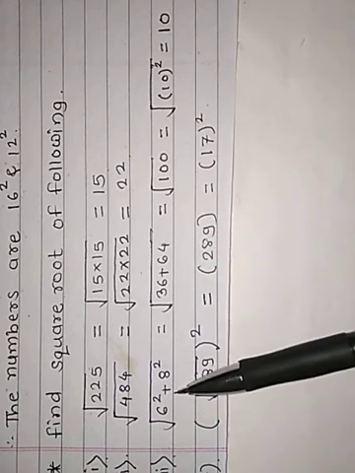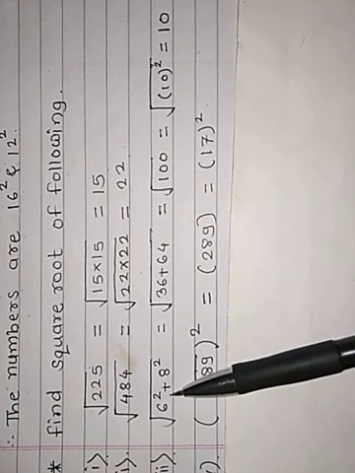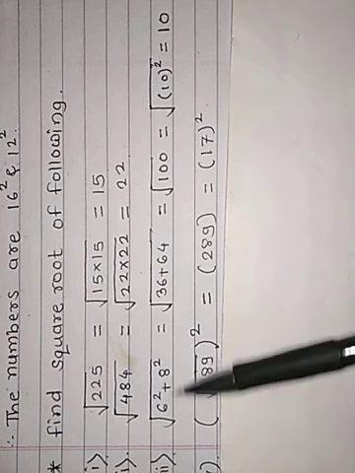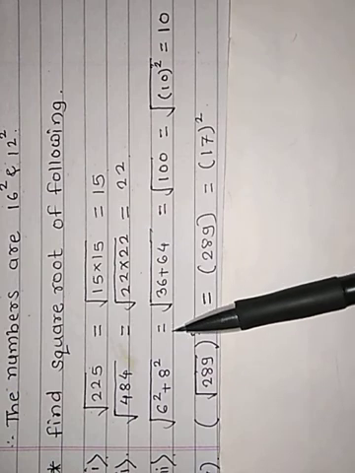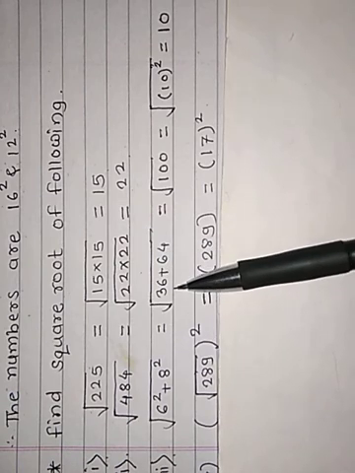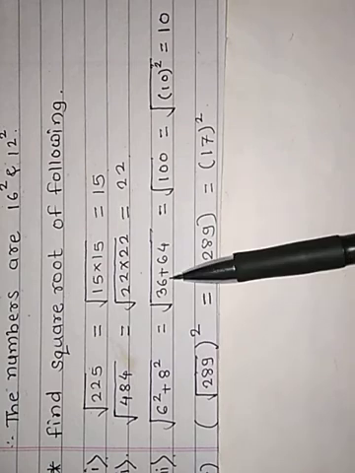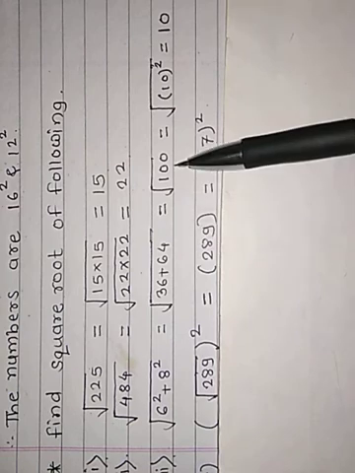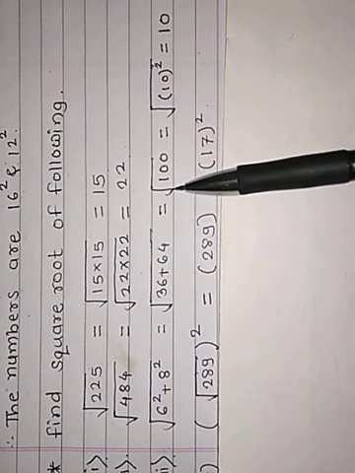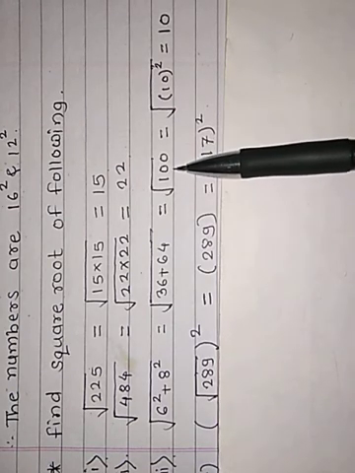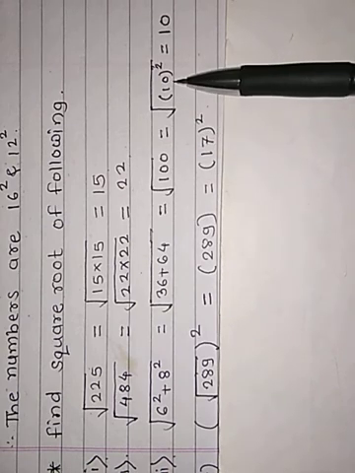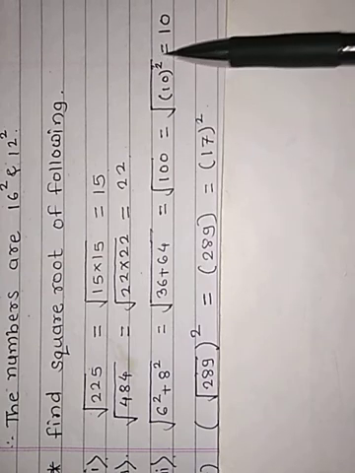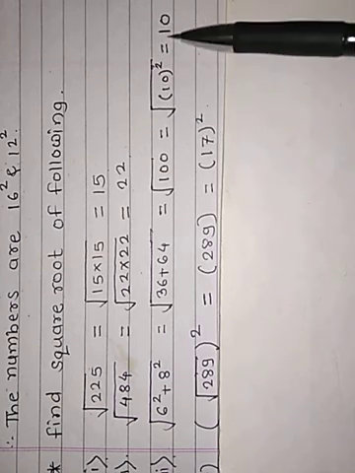See here another example. In the square root bracket, 6 square plus 8 square, we have to find the value of these numbers. So in the square root, 6 square is 36 and 8 square is 64, which is 36 plus 64, it will be 100 in the square root bracket. So what is the square root of 100? We can write 100 as 10 square. So when it is in the square root bracket, it will be 10.